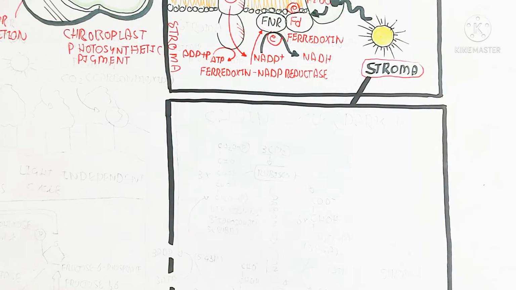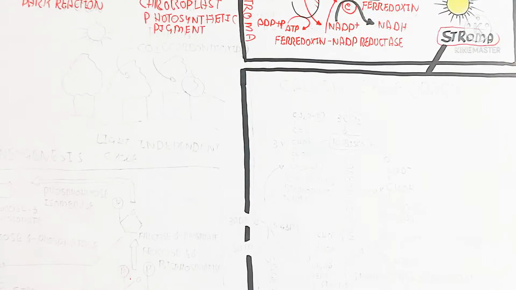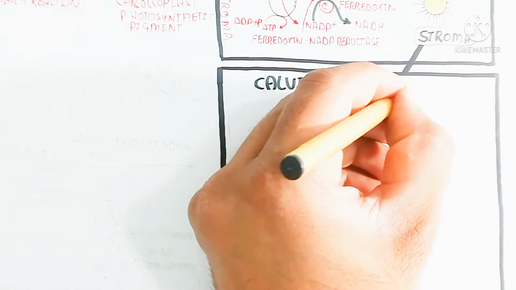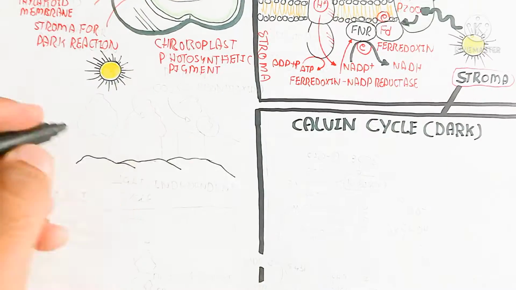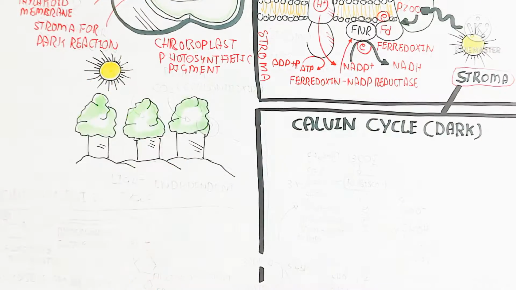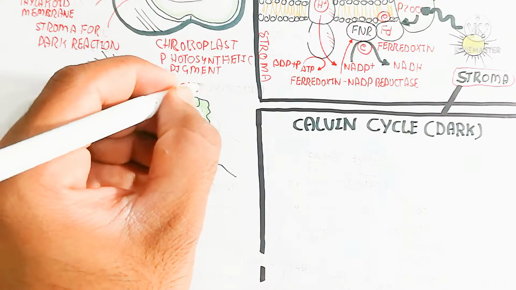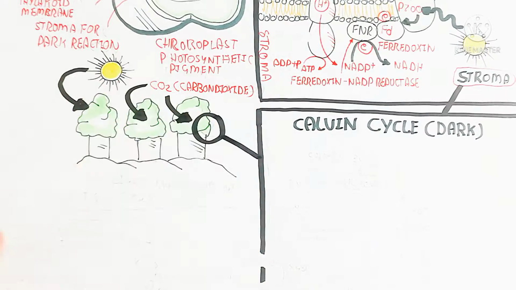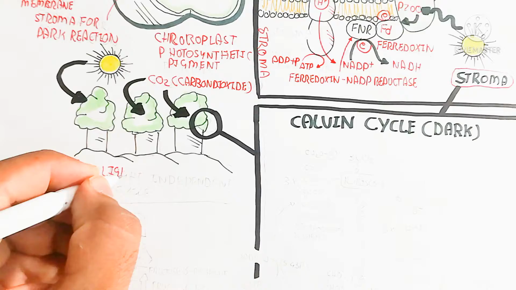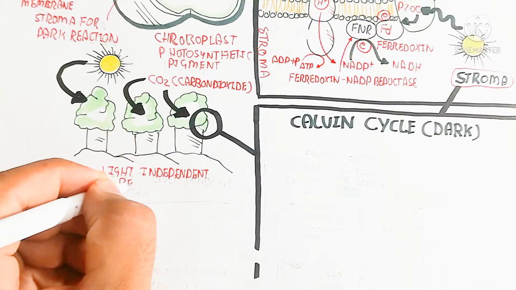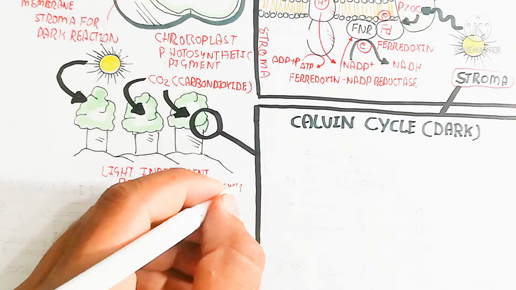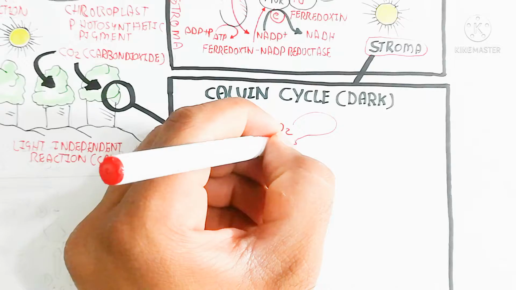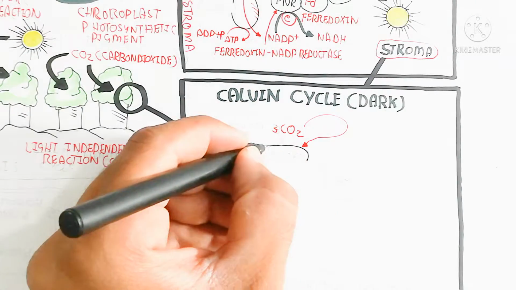This ATP and NADPH will be used for the dark reaction in the stroma, in the Calvin cycle. So what is the Calvin cycle? Let's understand. This is the dark reaction. For example, here I am again drawing the photosystem for understanding. When light falls, it is the light reaction, but when carbon dioxide is absorbed, it is the dark reaction, for fixation of carbon dioxide in the stroma in the presence of the Rubisco enzyme. This light independent reaction is known as the Calvin cycle, because it was discovered by Melvin Calvin.